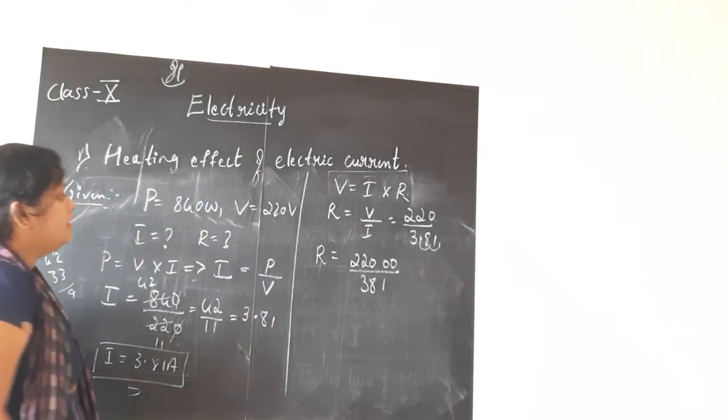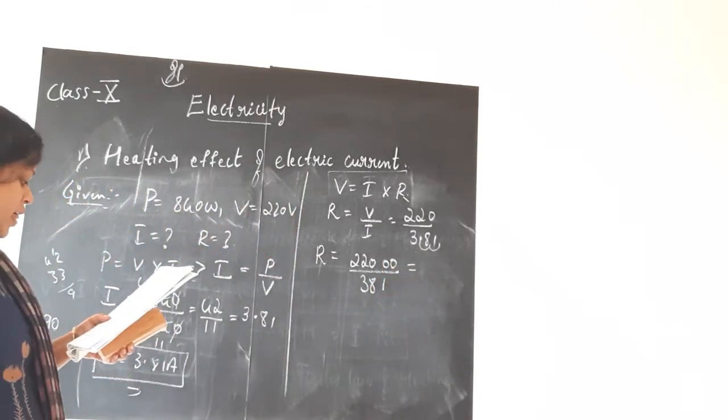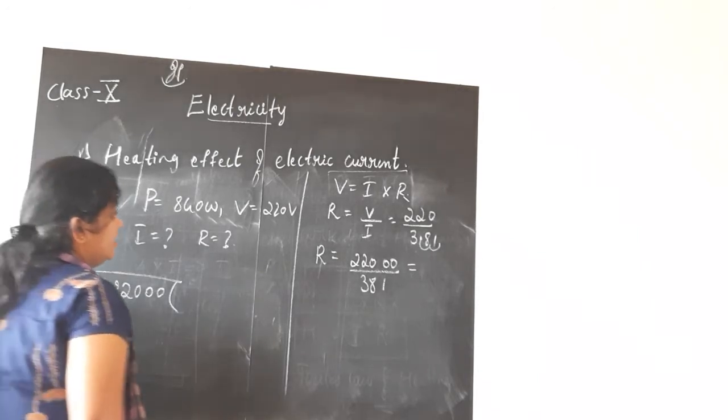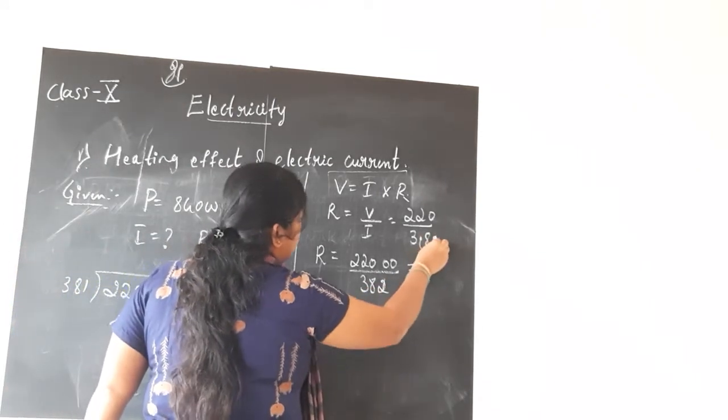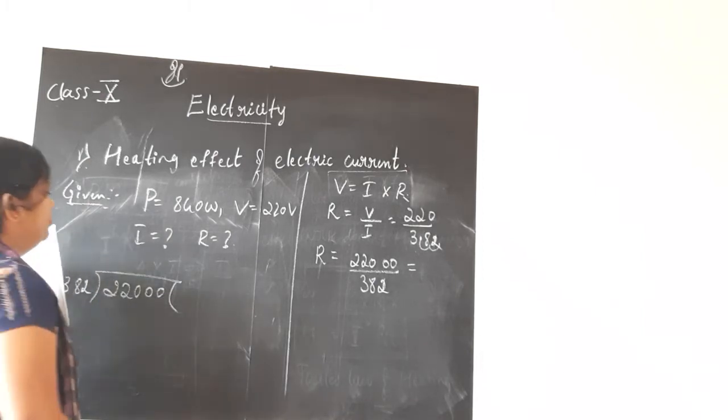Now you need to divide it, children. 22000 by 381. I have done the 382 table here, as given in the textbook. So let me make it 382, it doesn't make much difference. You can do it and check. So this is the 382 table I have done. So I have got 382 into 5.